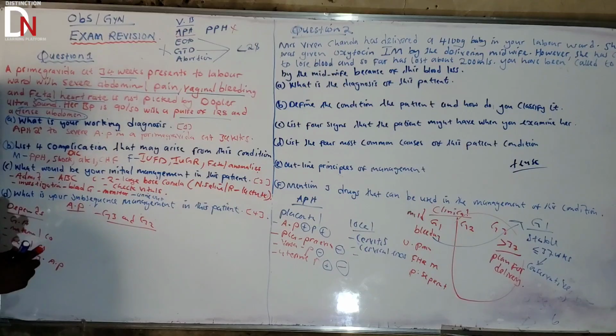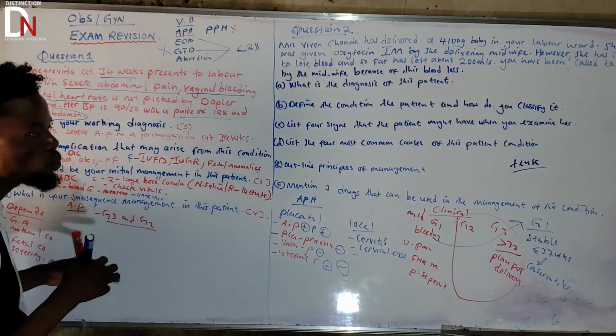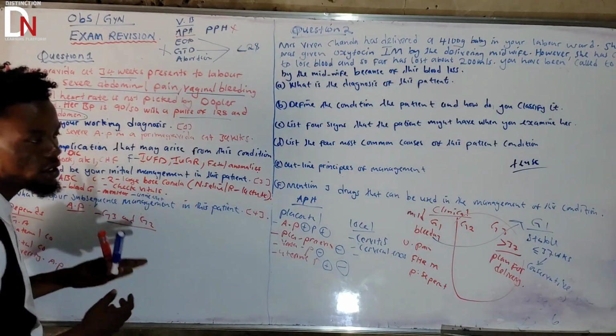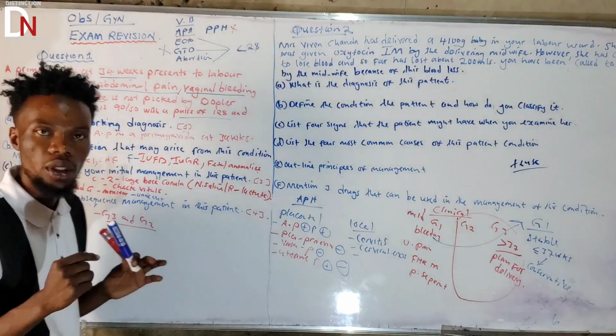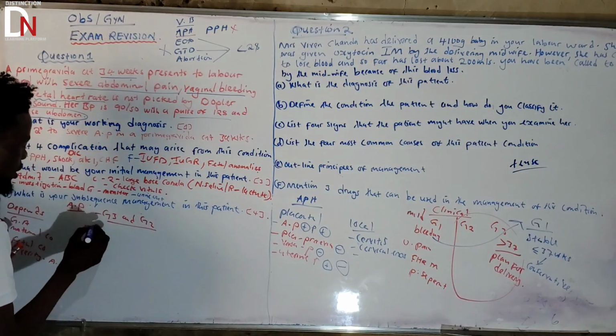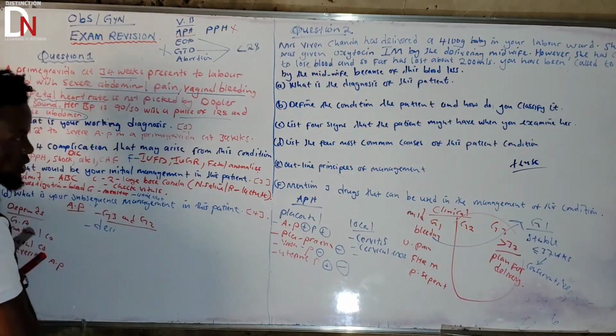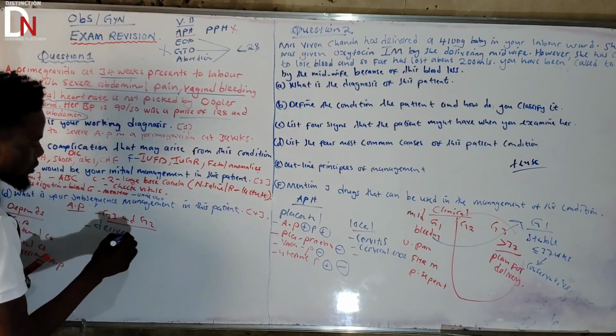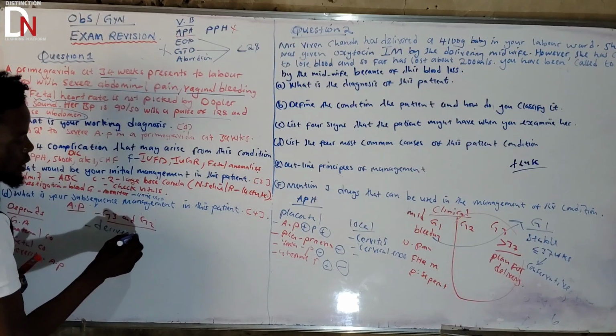So how can you manage this one? The only thing that you can do, you don't even need to do expectant management, no. The only thing that you can do is immediate delivery. What am I saying? Regardless of the gestational age, you need to deliver. So delivery is what?